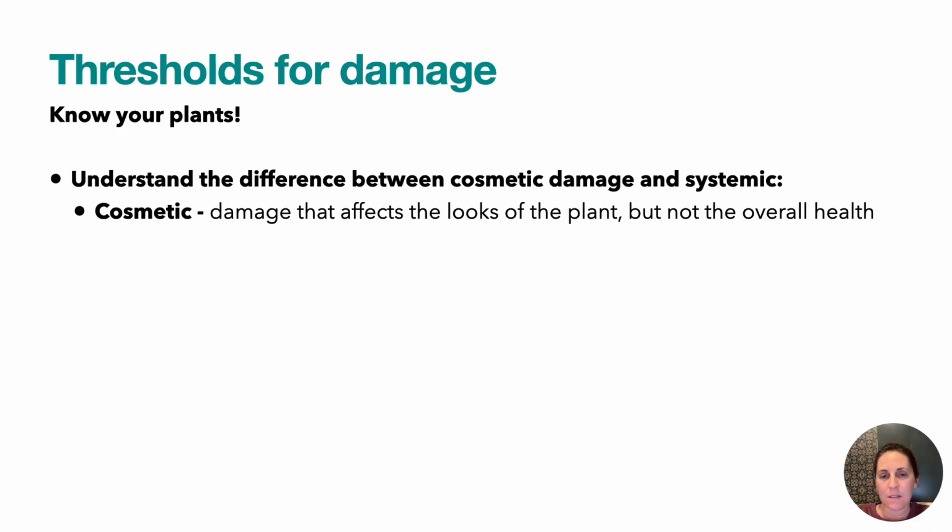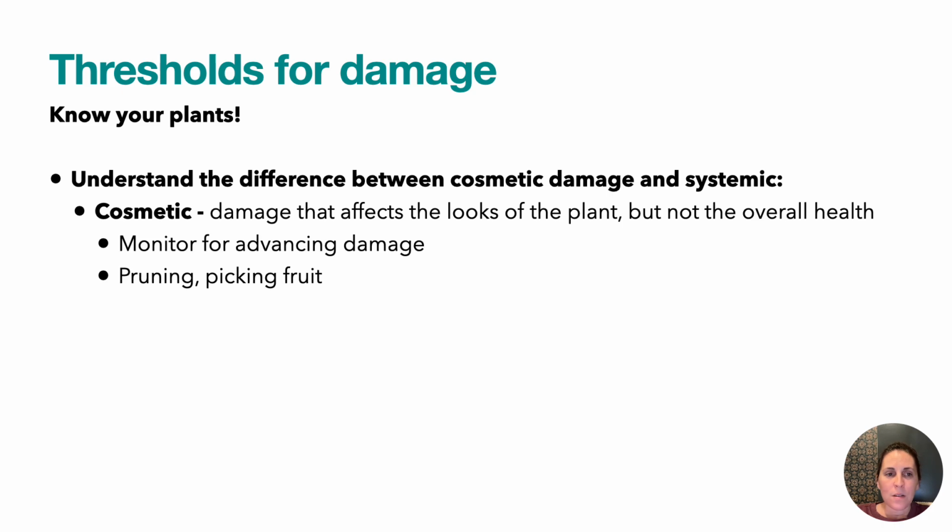Many of those plants that have suffered hail damage, some of them might be systemically damaged, but some of them might just be dealing with some cosmetic damage. So then your job, if you decide that this is cosmetic, is to monitor for advancing damage and then consider pruning or picking the fruit, just to make sure that plant has a good opportunity to continue to thrive. And so when we pick that fruit, we can help encourage new growth with that plant.